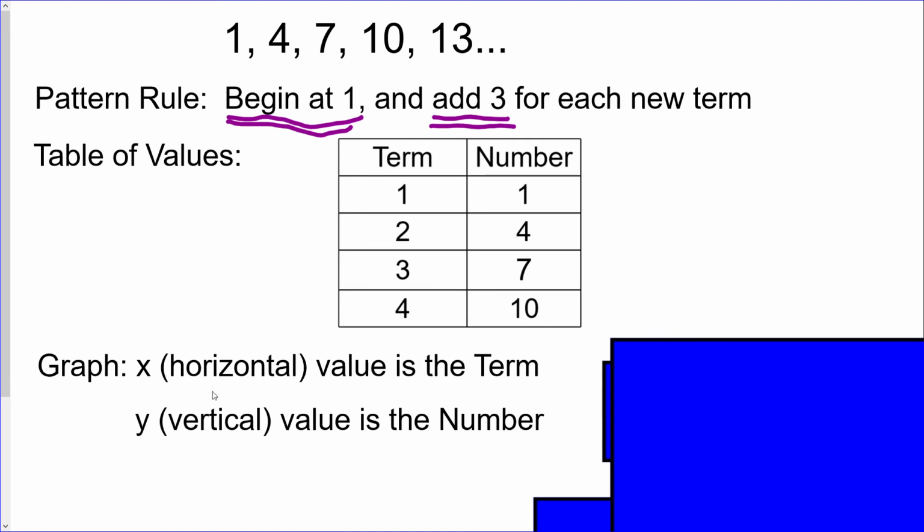But the term values here should be on the horizontal. Okay, so first term, second term, third term will be on the horizontal part of your graph. And then the y value, or vertical, and I'm using x and y here because they'll come up later in the year as well in some other units, is the number. So up on your vertical axis are your numbers here. So 1, 4, 7, 10 would go up and down.